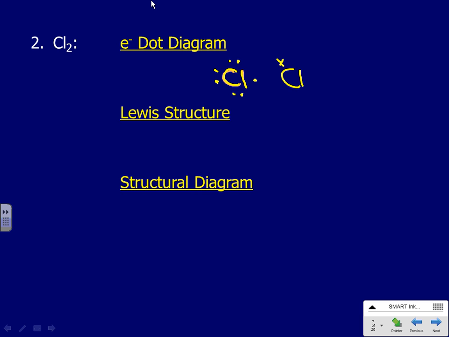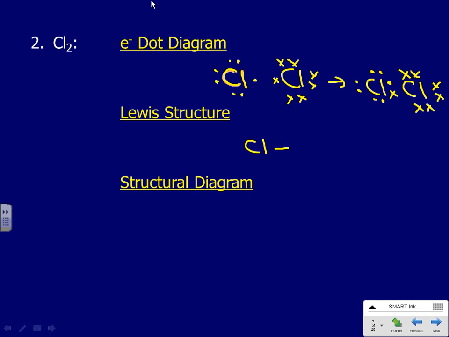Other chlorine, 1, 2, 3, 4, 5, 6, 7. Oh, they're going to get together. It's absolutely perfect. 1, 2, 3, 4, 5, 6, 7. Cl, 1, 2, 3, 4, 5, 6, 7. And that is the electron dot diagram for the chlorine molecule. I can now substitute that pair that's in between the two atoms with a line to make the Lewis structure.